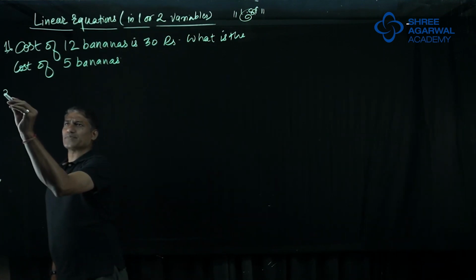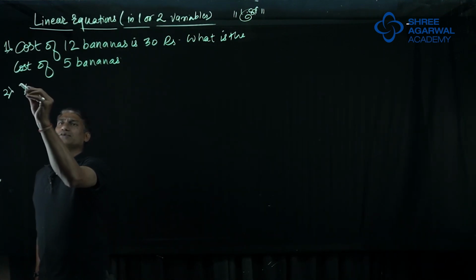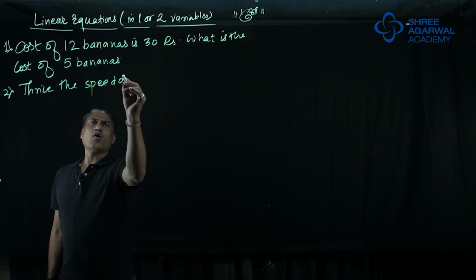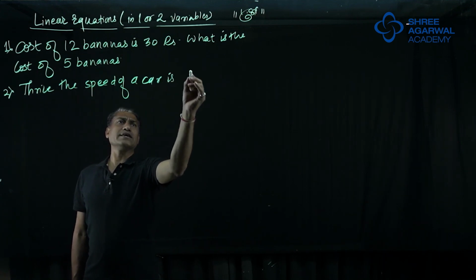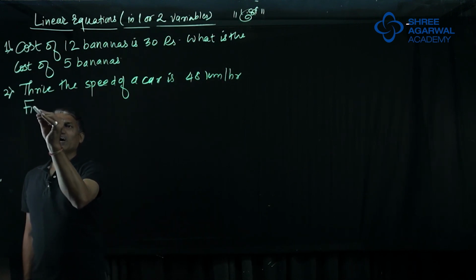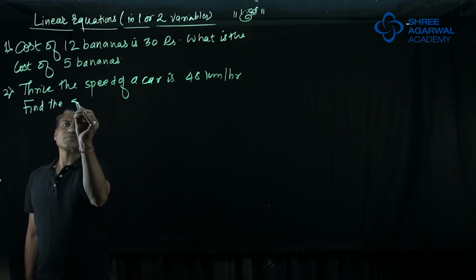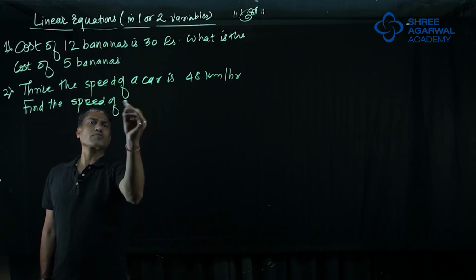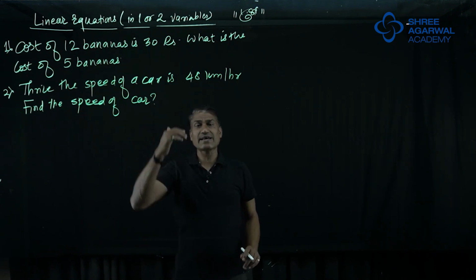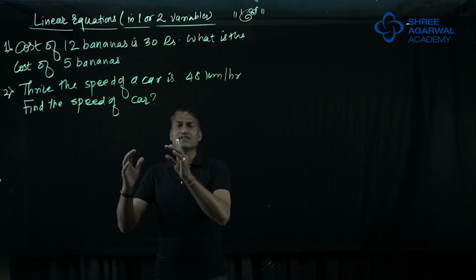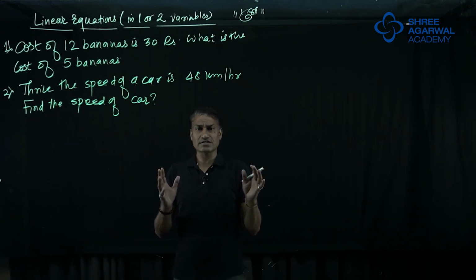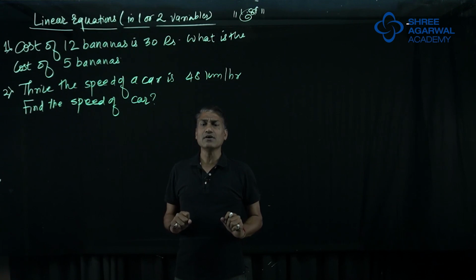Let us take another example. They say thrice the speed of a car is 48 kilometers per hour. Find the speed of car. Again, in this case, we have to assume the speed of car as x kilometers per hour. So, we will say let the speed of car be x kilometers per hour, therefore 3x is equal to 48. So, we are getting here a linear equation in one variable.